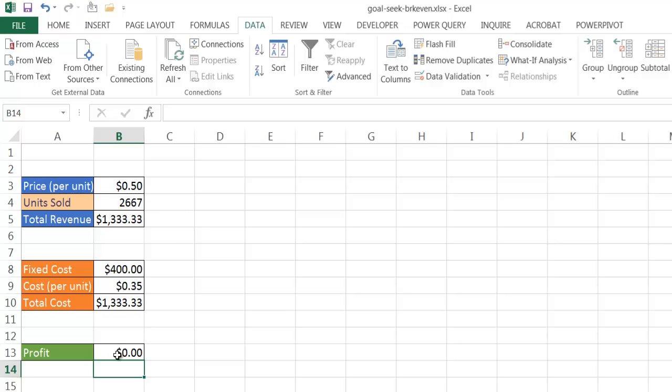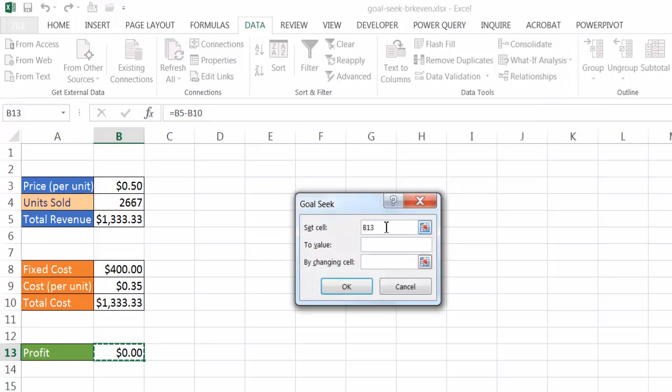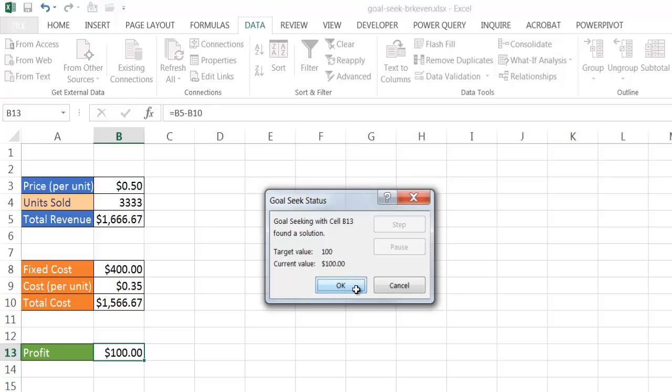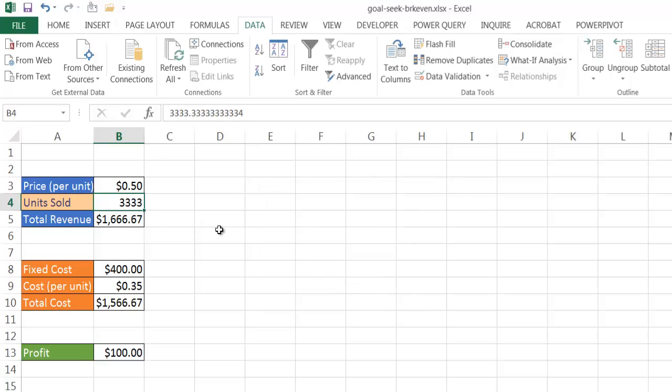Now, the nice thing about Goal Seek, instead of just doing a break-even, is that let's say I want to make a profit of X amount of dollars. I can go back into What-If Analysis, go back to Goal Seek, and instead of saying $0, I want to set this to maybe $1,000. How many units do I have to sell in order to make $1,000? Well, let's be a little more conservative. How many units do I have to sell to make $100? So I'm going to change this cell here and click OK. And in order for me to make $100, I'm going to have to sell 3,333 units.